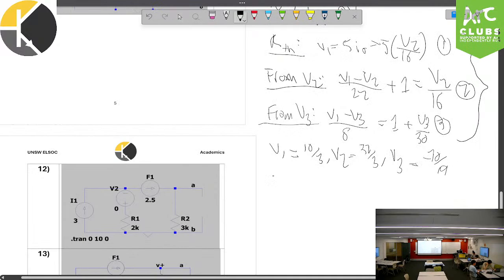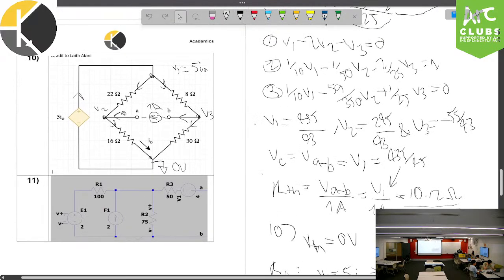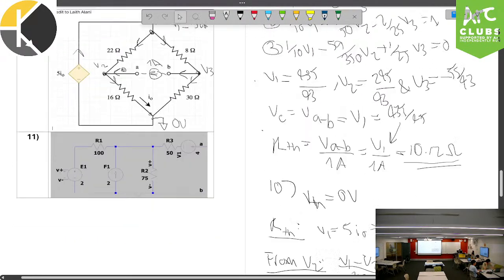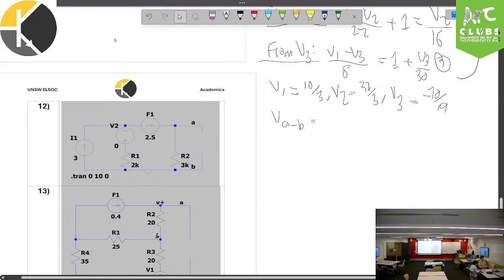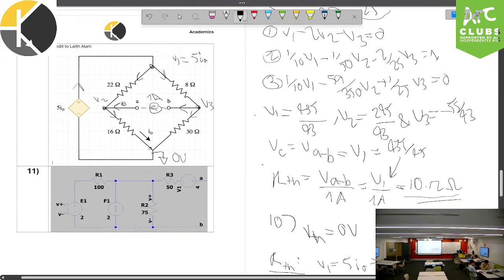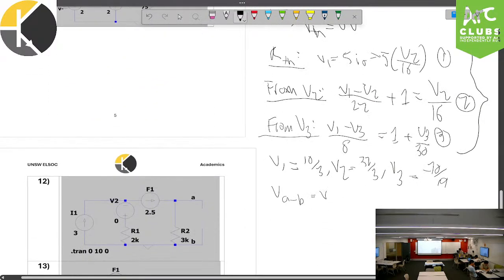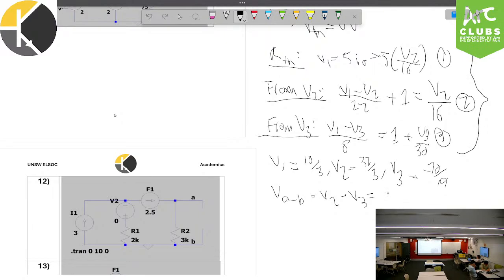Now we want to find the voltage across AB, which is our Thevenin. That voltage across is going to be V2 minus V3, which is what we found earlier. And that's going to be 14.35 in decimal form.